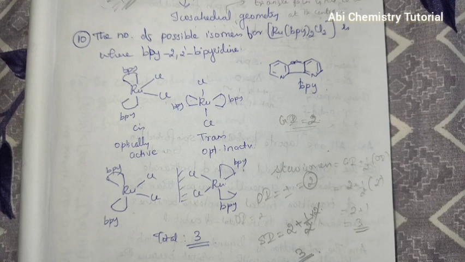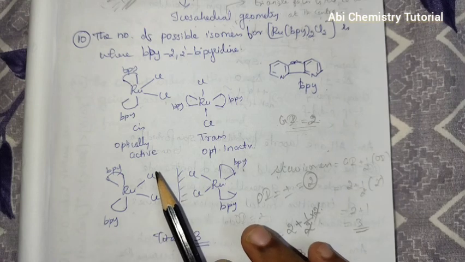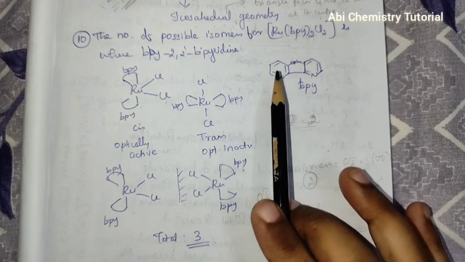So 10th question. The number of possible isomers for Ru(bipyridine)2Cl2 is. So this I have discussed in a video in which I have explained isomerism in tetrahedral and octahedral complexes, where I explained how to calculate the number of stereoisomers. So here it is the same question but a different complex.